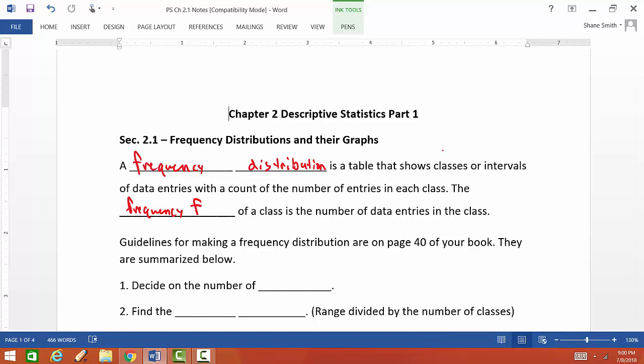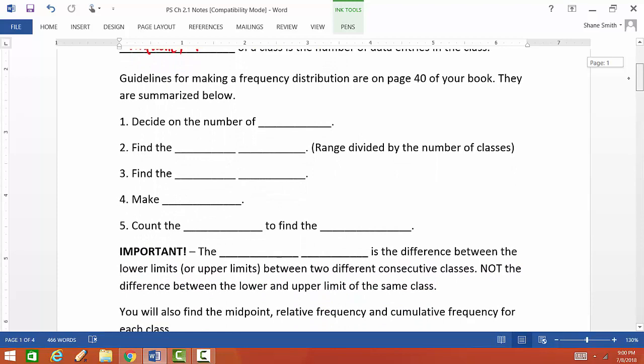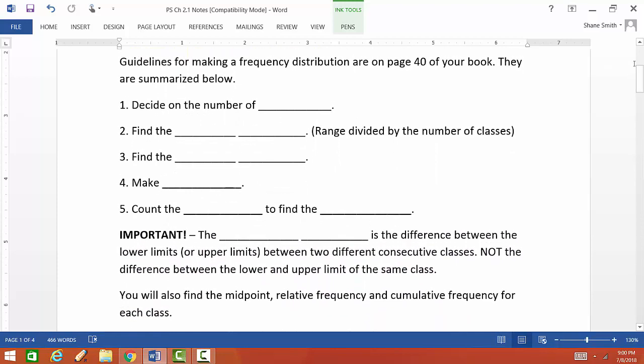So when you make your project, what you're going to do is make a frequency distribution with the data that you collected. And a frequency distribution is always made using quantitative data, which is why for your project, that's the type of data it had to be.